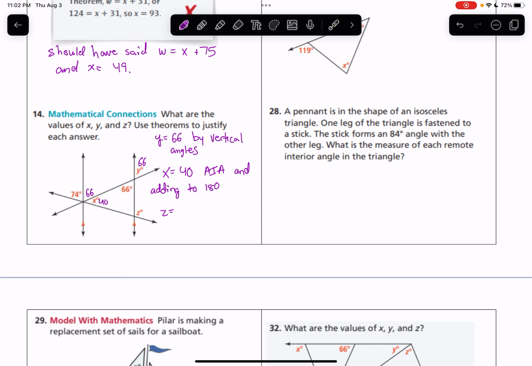So z equals 106 by the triangle exterior angles theorem. All right, sorry about that, folks.